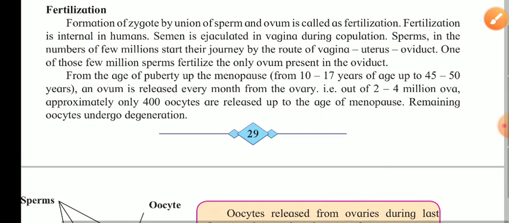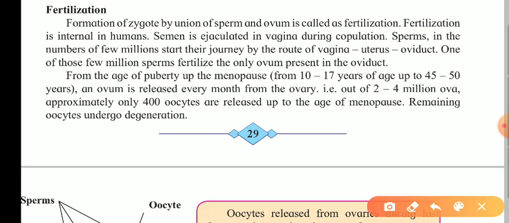Next, another important part of sexual reproduction is fertilization. Formation of a zygote by the union of a sperm and ovum is called fertilization. The sperm is produced by the male reproductive organ and the ovum by the female reproductive organ. When they unite, they form a zygote. The first cell is called the zygote. Fertilization is internal in humans. So fertilization is internal, meaning it takes place inside the human body.